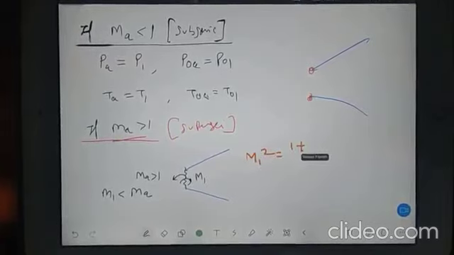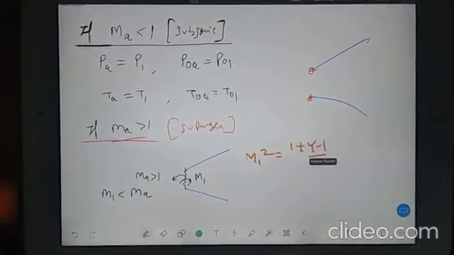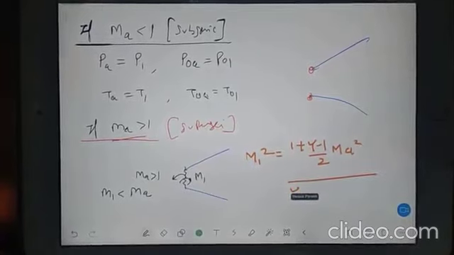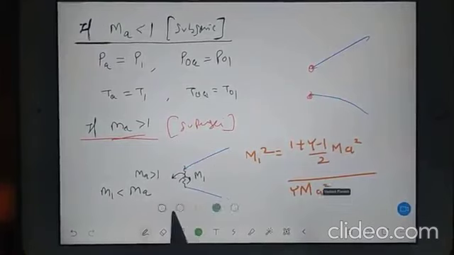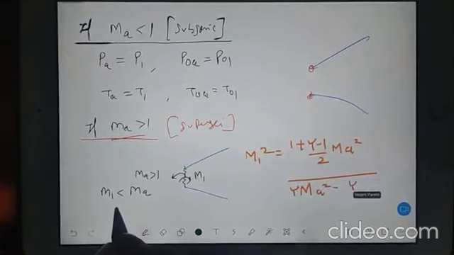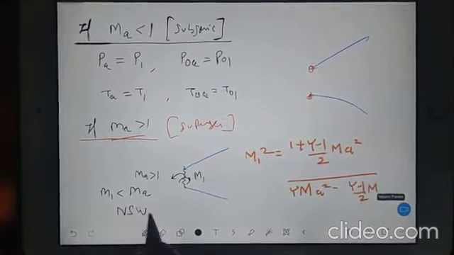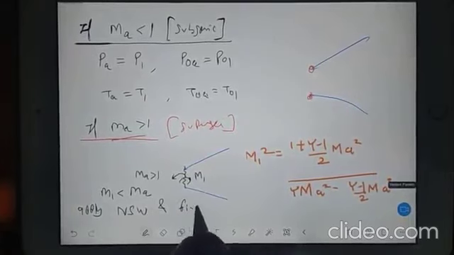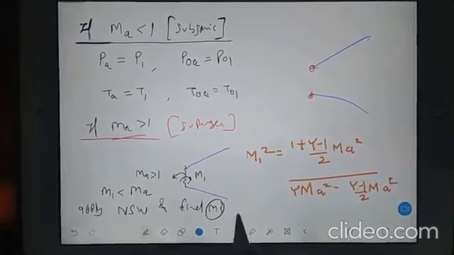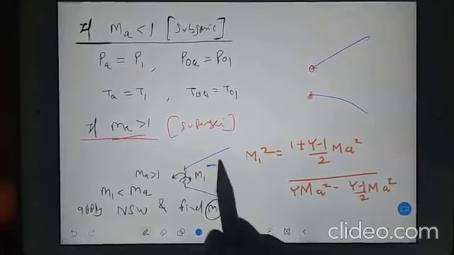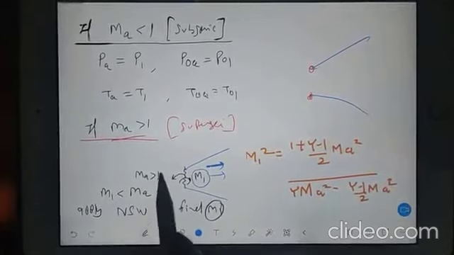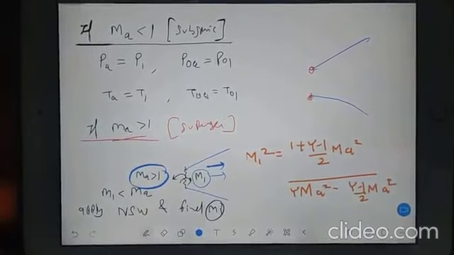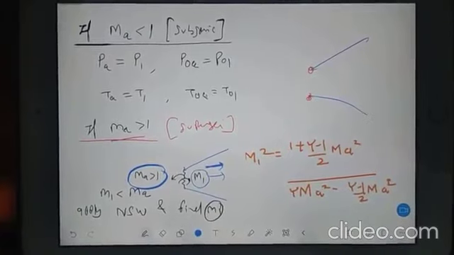Yes, correct, absolutely correct. We will directly apply our normal shock wave relation. Yes Vedant, very good. We will apply the normal shock wave relation and find M1. Because see, our entire game inside the diffuser is based on M1. It is not based on MA. Correct.